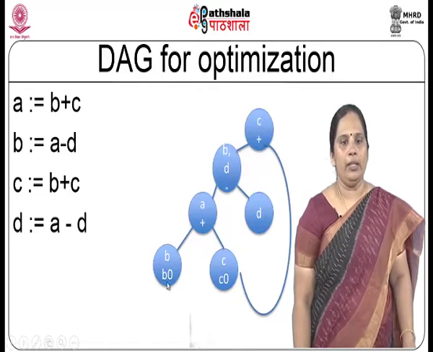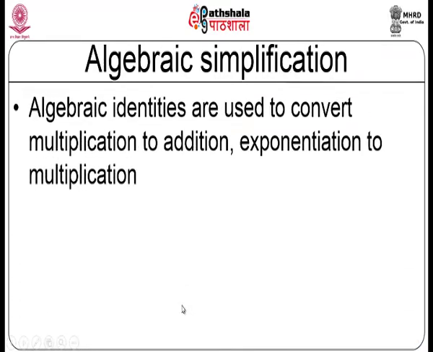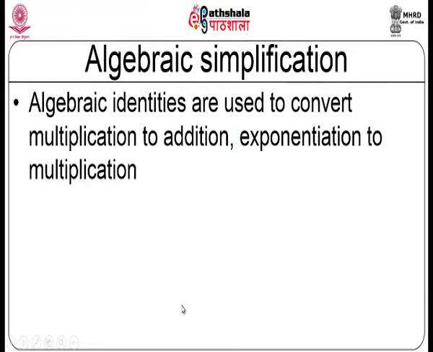So, therefore, A minus D is a common sub-expression, hence it is evident from this particular interior node having multiple labels B, D. The next one is algebraic identities, which can be used to convert multiplication to addition, exponentiation to multiplication, etc.